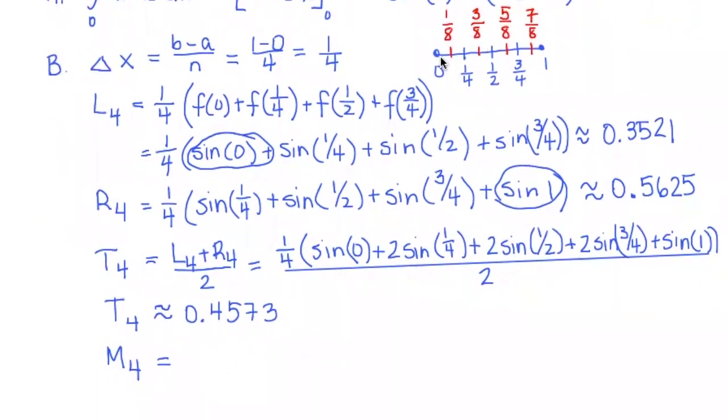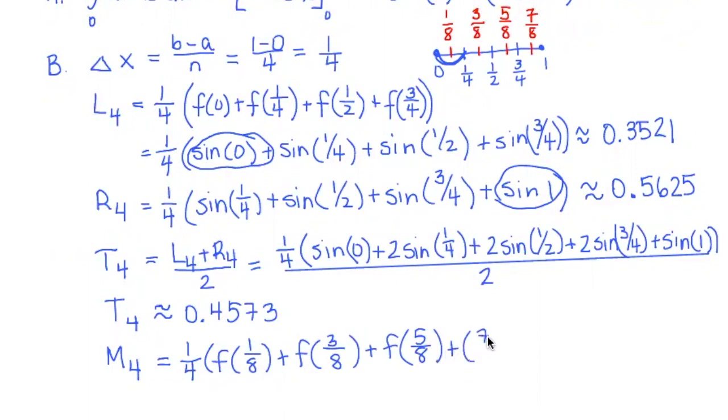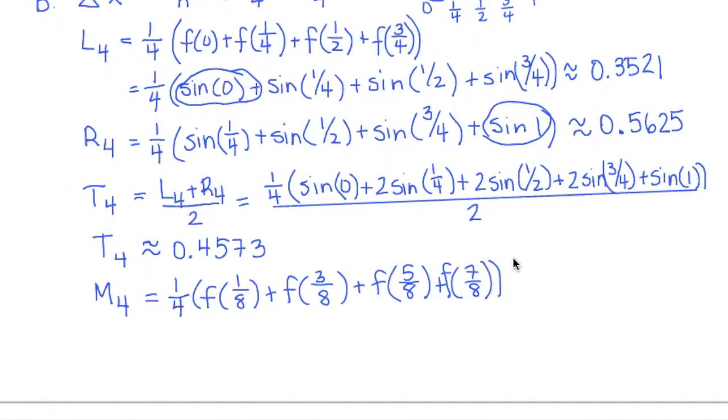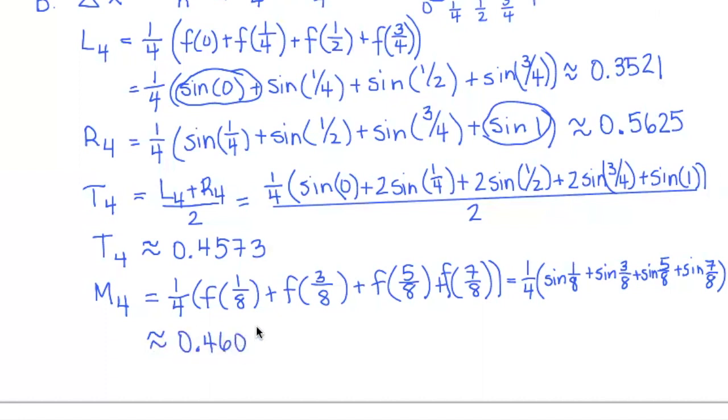And the width of every bar is still going to be that 1/4. Every rectangle is still a fourth. And we're going to add together f of 1/8, 3/8, 5/8, and 7/8. Oops, forgot my f. That's the same as putting a sine where all those f's are. When you put that into the calculator, you should get this estimate to be 0.4609. Okay, so you can see without drawing the graph, we're able to numerically calculate our approximations.